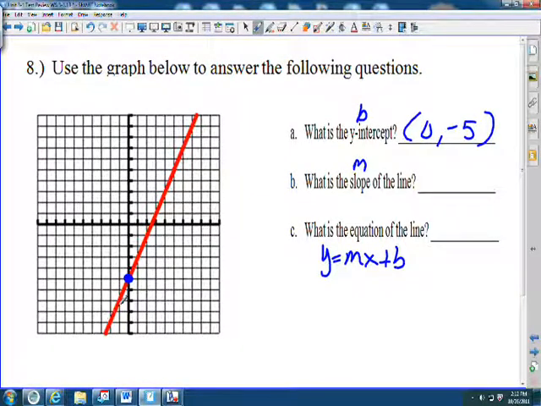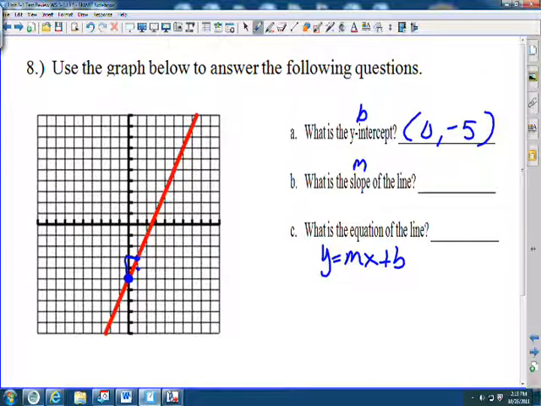Now start at the y. Well, first off, I know my line is positive. My line is going up. It's increasing, so it's going to be positive. So I'm going to start here at the y-intercept. I'm going to go up 1 and to the right 1. Oh, that's a little too far. Let's go up 2 to the right 1. Okay, that worked. I went up 2 to the right 1.